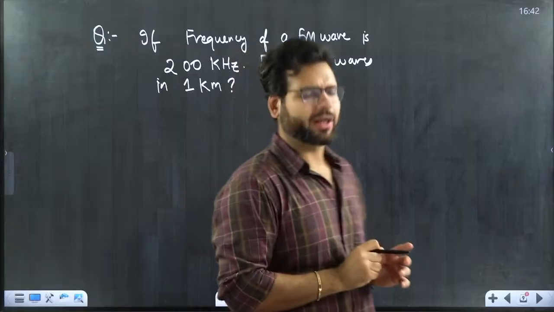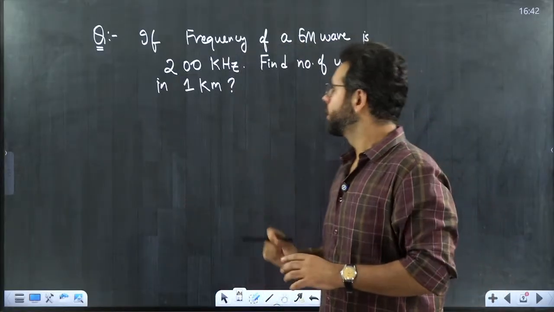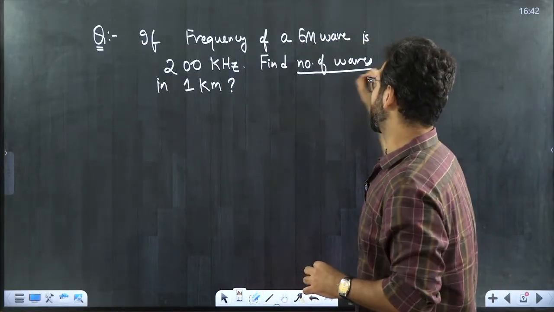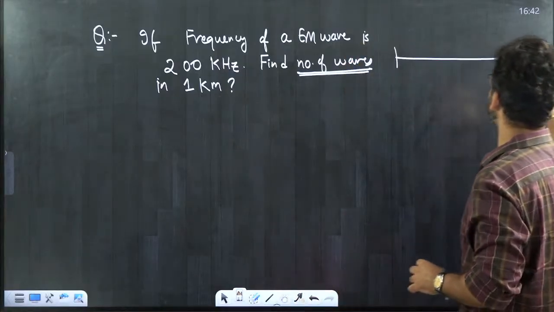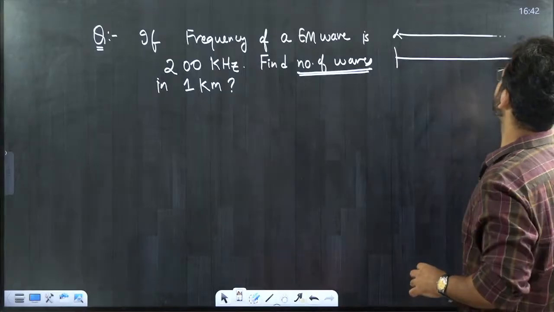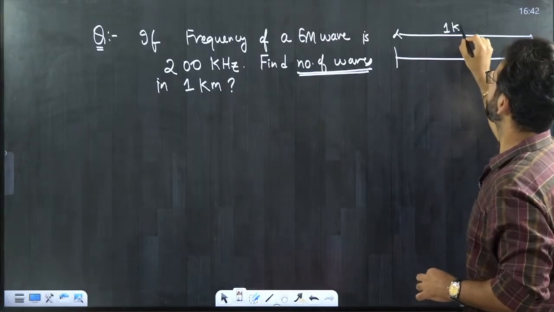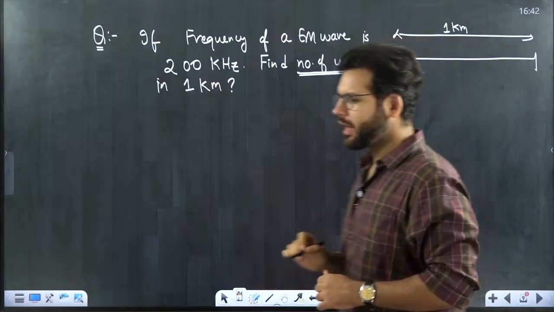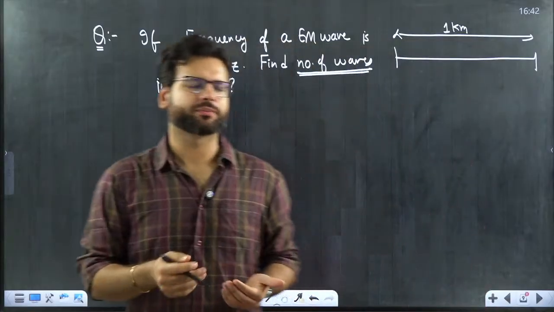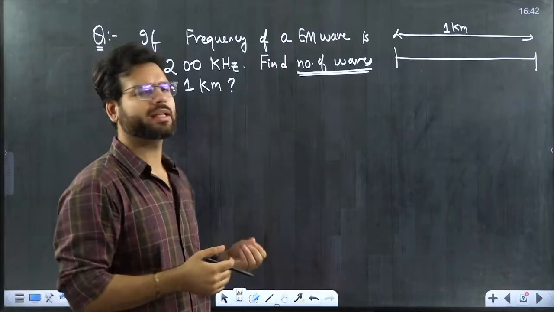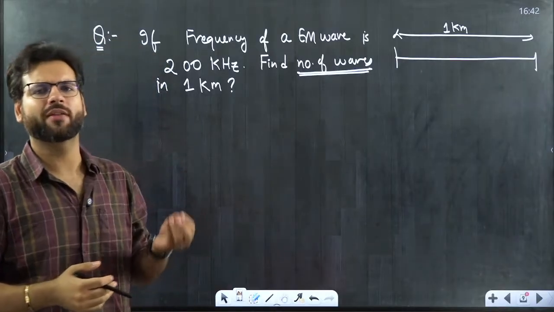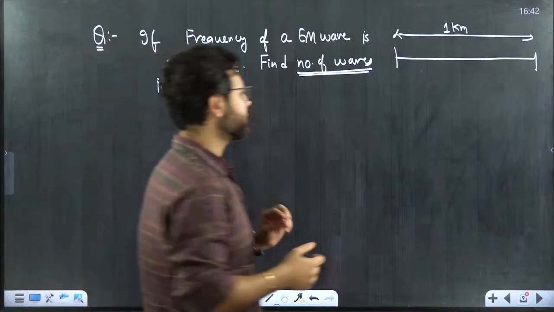Okay, so I'll tell you what to do here. Whenever they ask you the number of waves enclosed in 1 kilometer, it means if I take a 1 kilometer distance, how many waves would fit inside this? This is called the wave number. How many waves per kilometer? So they are asking for the wave number.